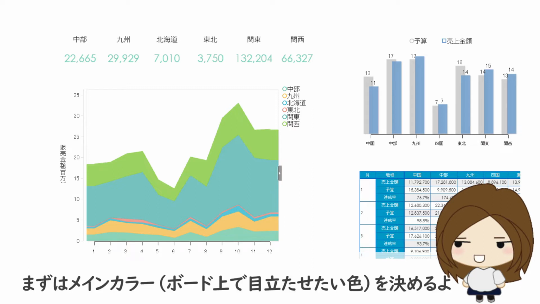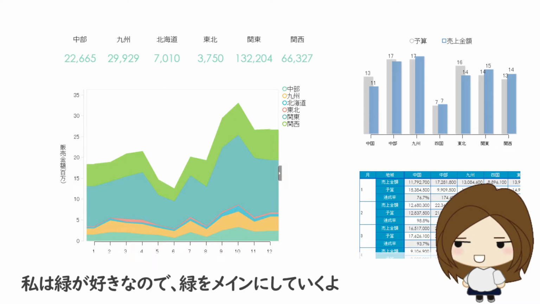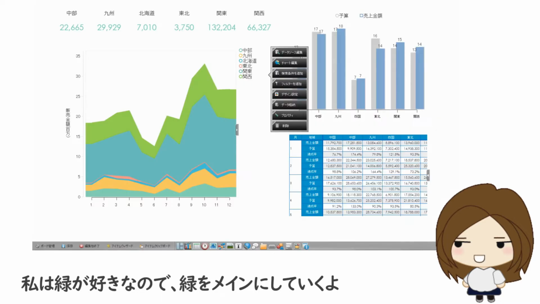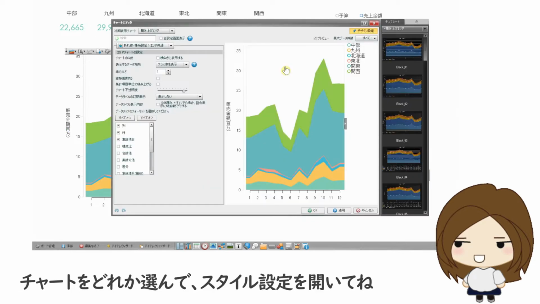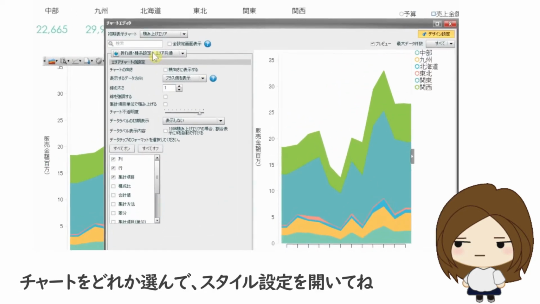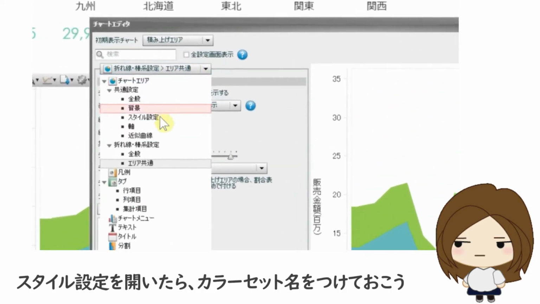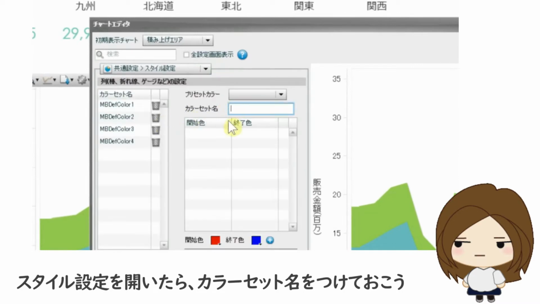First, I'll choose the main color, the color I want to stand out on the board. I like green, so I'll choose green this time. Once I've chosen the main color, I'll create a color set. Let's select one of the charts and open Style Settings. Once I've opened Style Settings, I'll name the color set.